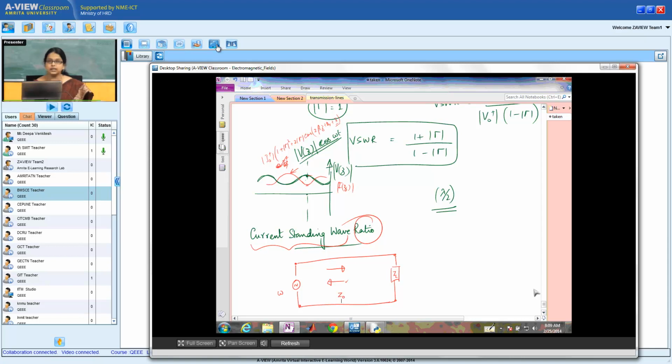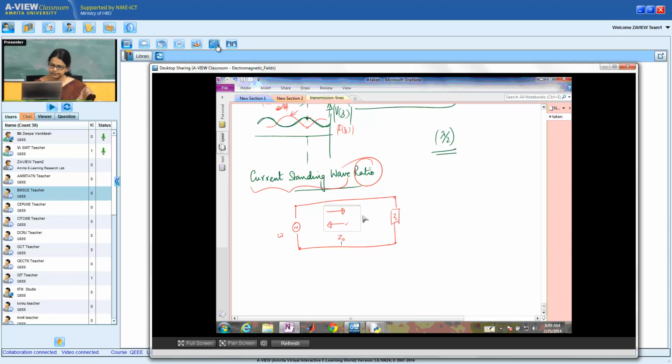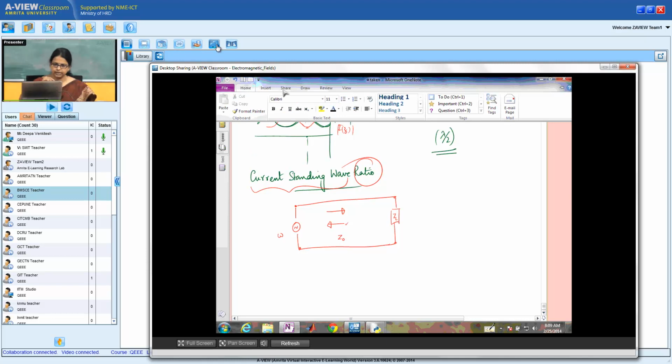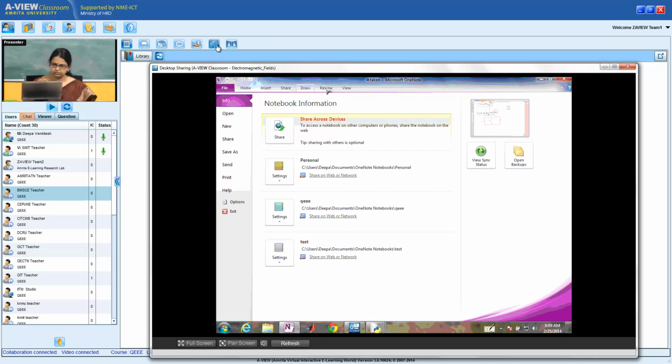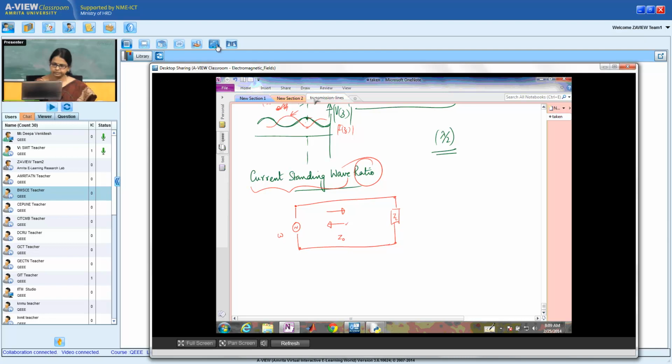So whenever I am measuring a voltage at any point on this line, using maybe an oscilloscope or any voltage measuring device, what I would see is the sum of the V plus and the V minus, because they are coexisting at any point in the line, right.